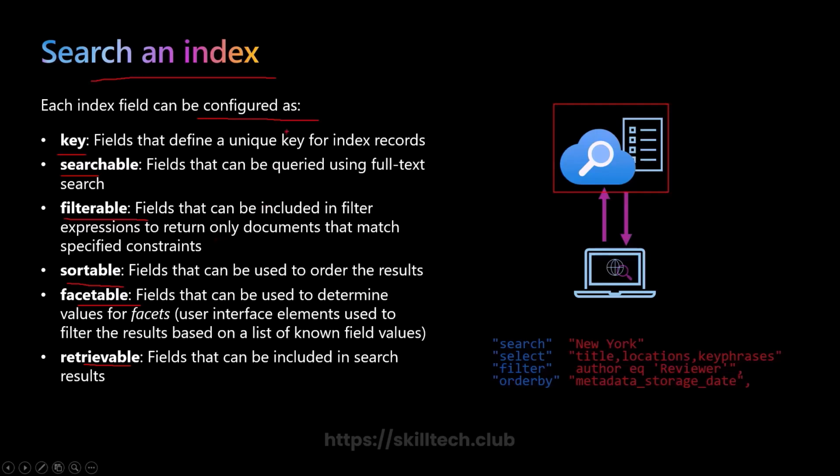Now, these details are mentioned in this particular slide, but right now I can maybe search for New York, select the title, location, and key phrases, filter by author equals reviewer, and order by this. So your simple querying or searching is going to be based on the index field configuration you do inside this. And this is exactly the same thing we will try in the next lab.